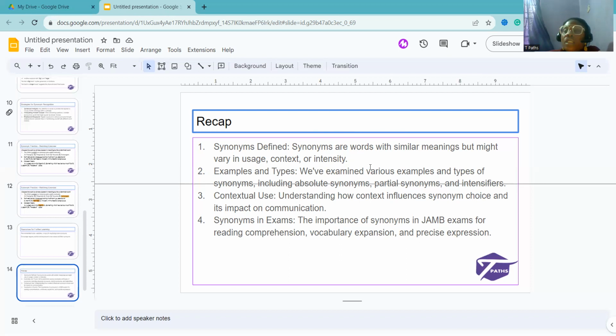You can see them in your test because you're going to be given a passage to read and answer. You can come across words of the same meaning in it, so you need to be very familiar with it.